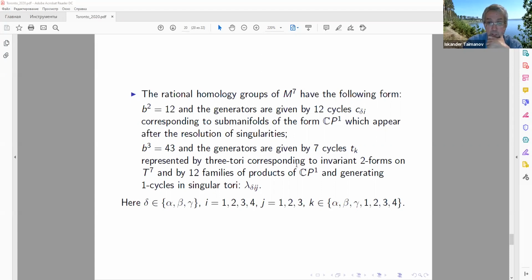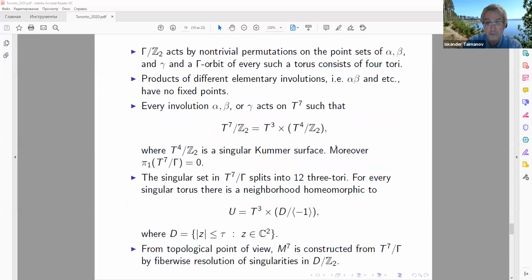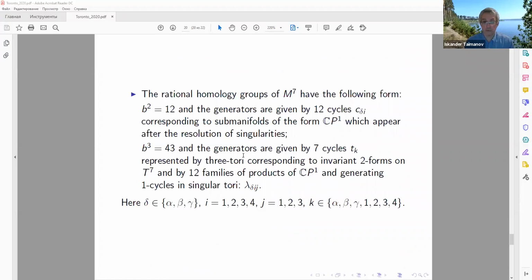B3 is 43, with generators given by 7 toric cycles, which correspond to these invariant forms. This is 7 of them. And 36 free forms, which are just, locally near these fixed tori, the products of CP1 and one of the generators, 1-cycles on a torus. The torus is 3-dimensional, so 3 generator cycles. We have 3 times 12, 36, and there is 43.